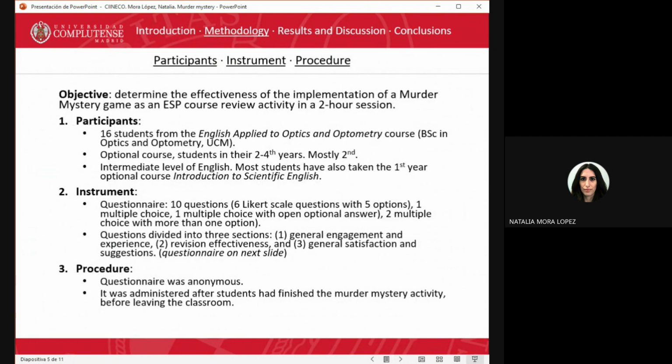So in this case, I used this murder mystery in this English for Specific Purposes class. And the objective of the study was to determine if it was a useful tool to revise the course contents. We had a 2-hour session devoted to this activity, and I had 16 students.